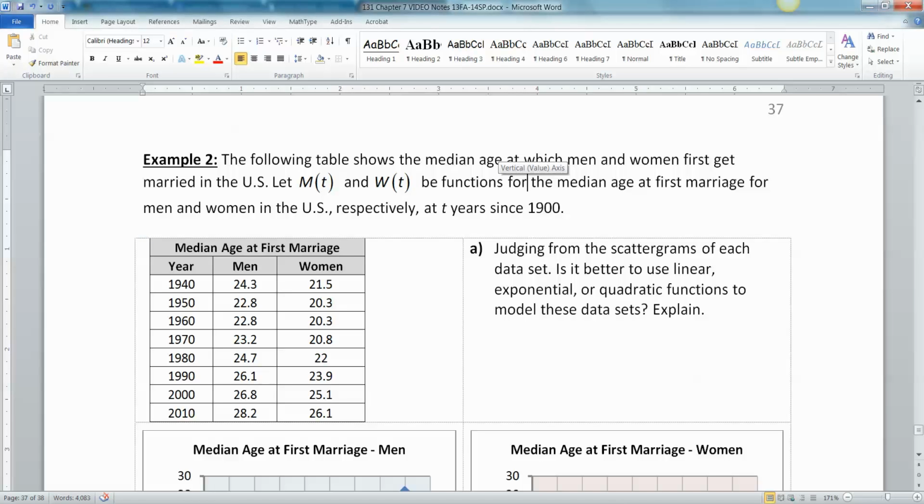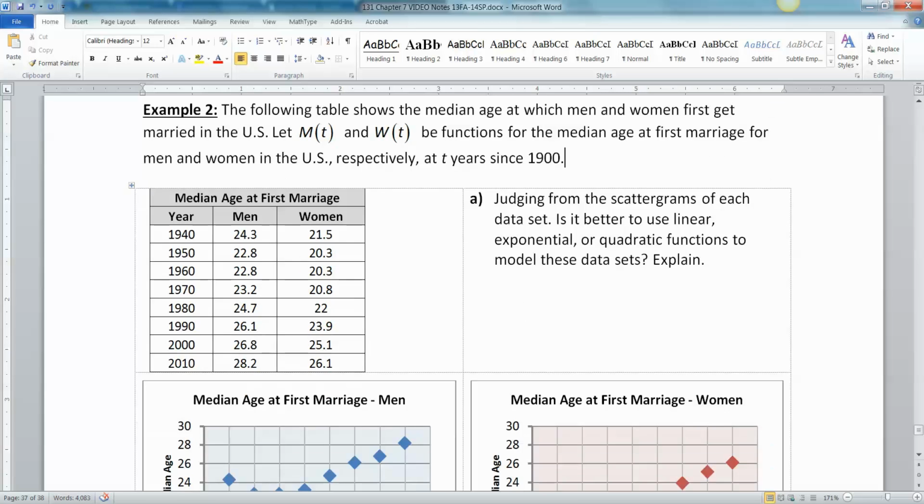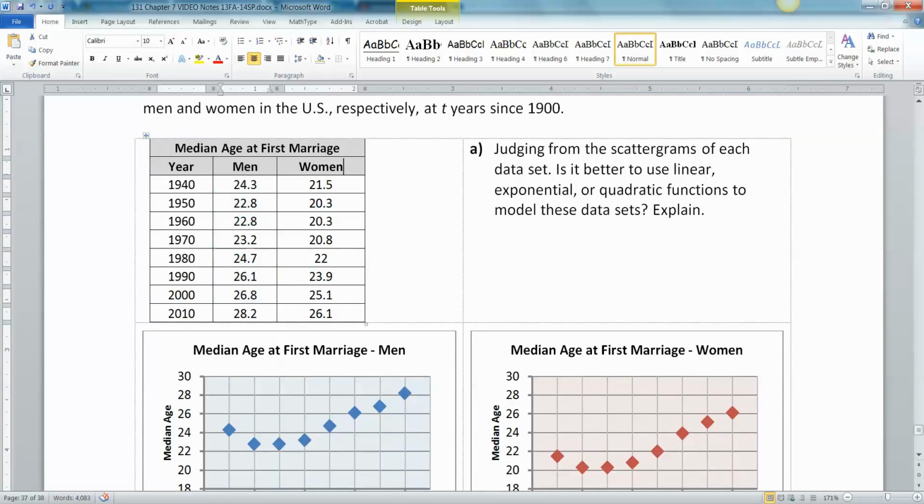All right, it's time for our last lecture video of Chapter 7. The following table shows the median age at which men and women first get married in the U.S. Let M of t and W of t be functions for the median age at first marriage for men and women in the U.S. respectively at t years since 1900. All right, so here's our men, here's the women, and so on.